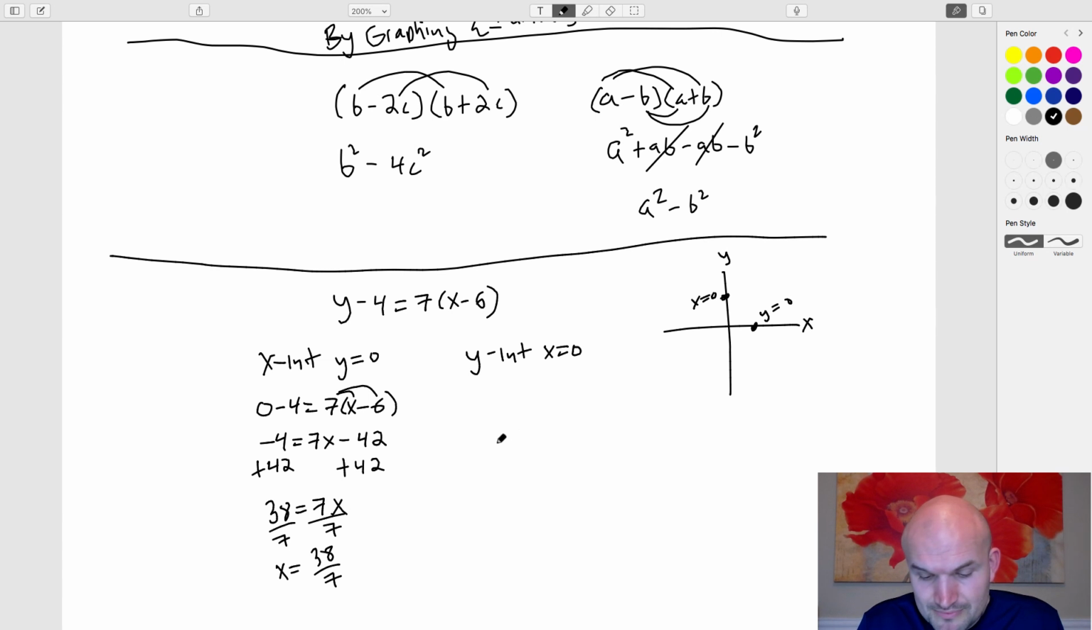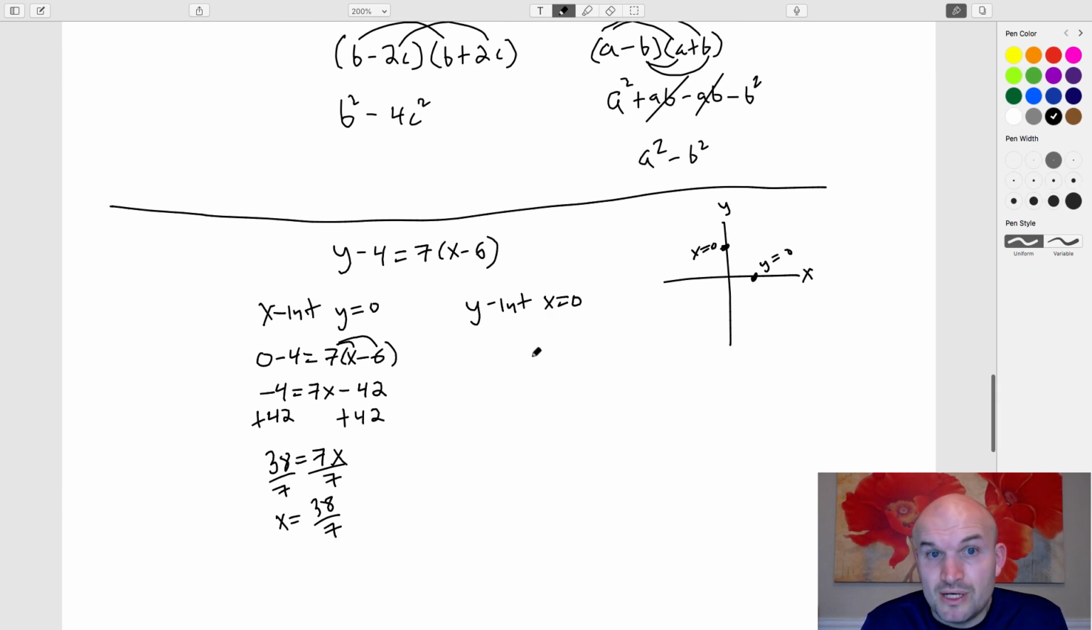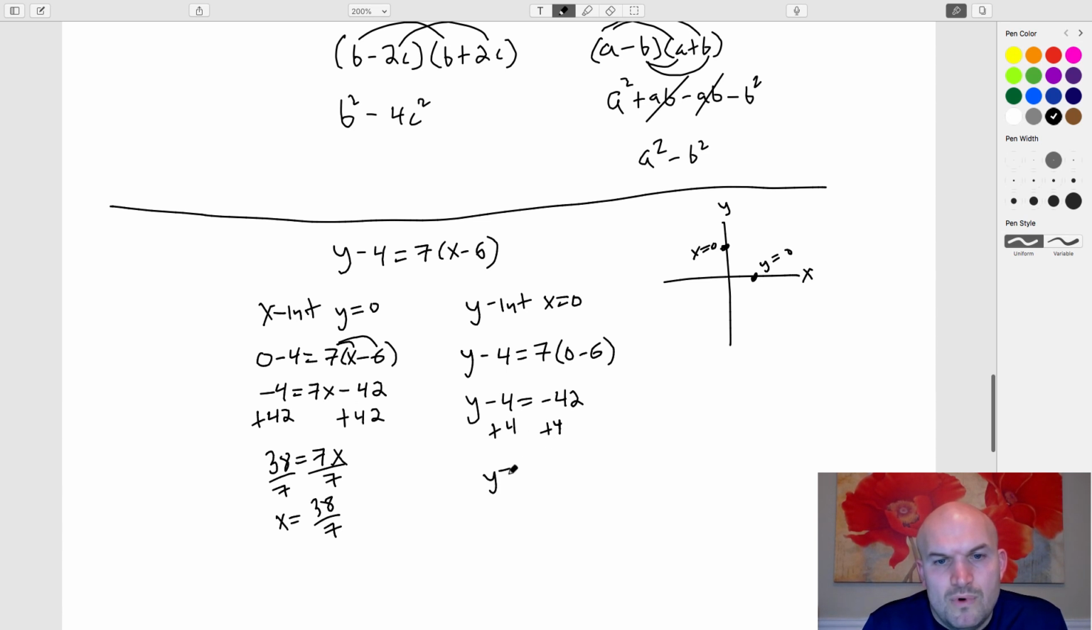And now for the next one, do the exact same thing, but now we're going to plug 0 in for x. So we have y minus 4 is equal to 7 times 0 minus 6. Well, 0 minus 6 is negative 6, so I have y minus 4 equals negative 42. Add 4, y is equal to negative 38. So those are your two intercepts. That is going to be your x-intercept, and that would be the y-intercept.